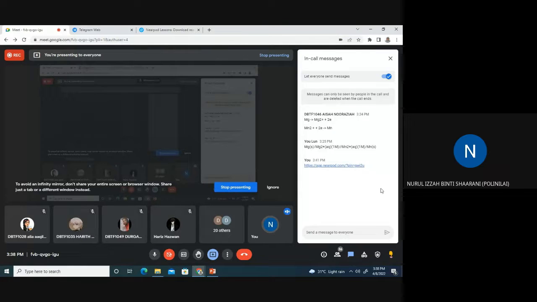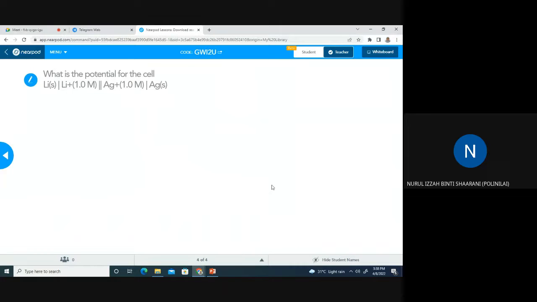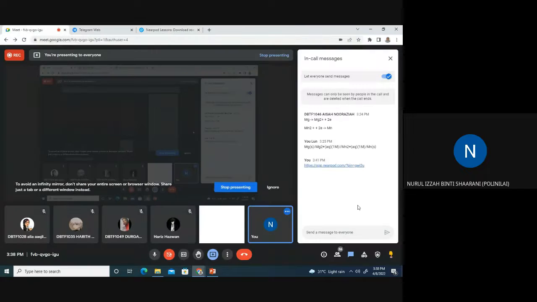Okay, so dekat chat box tu, I already paste the link for you to upload your answer. You just ambil je gambar jawapan yang you dah buat tu, and then you akan paste saja gambar tu. You just upload je gambar tu dekat situ. Dia boleh juga nak tulis atas tu, tapi dia lambat lah untuk awak. So terus je ambil gambar apa yang awak dah buat. Okay, 5 minit lagi.